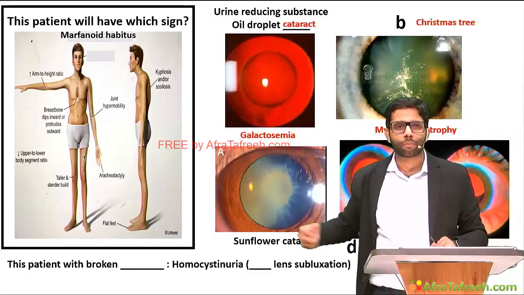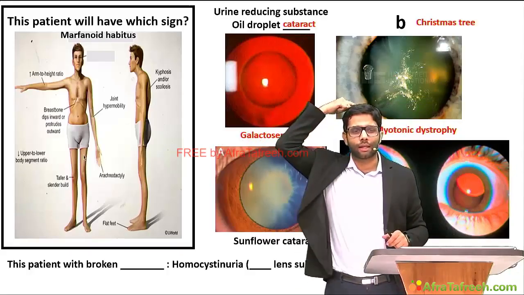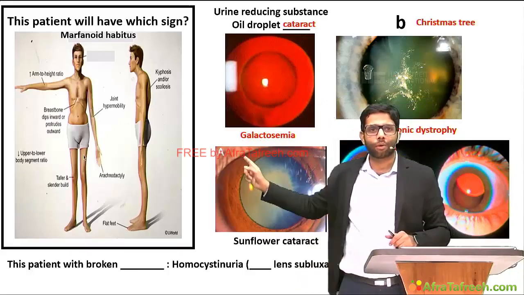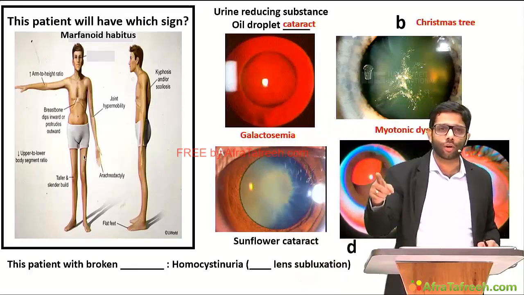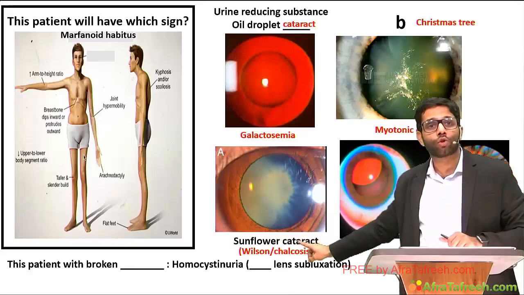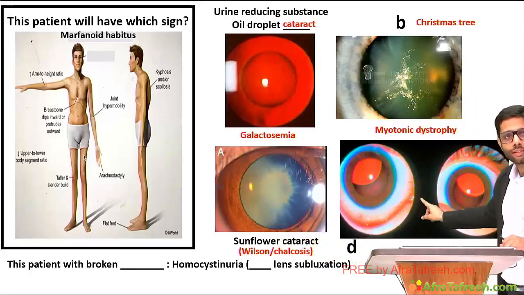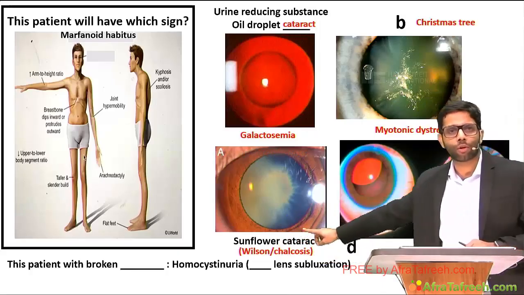This is a patient with jaundice, basal ganglia involvement, liver, rigidity, and an eye problem, with copper deposition in the cornea and sunflower cataract: Wilson's disease. It can also be seen in intraocular copper, chalcosis. So this is also not related to Marfanoid habitus.